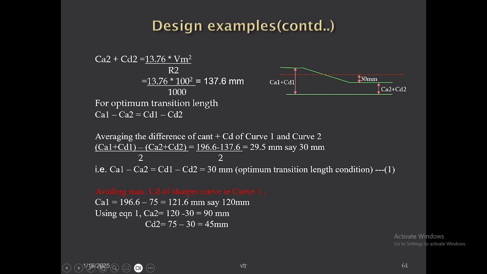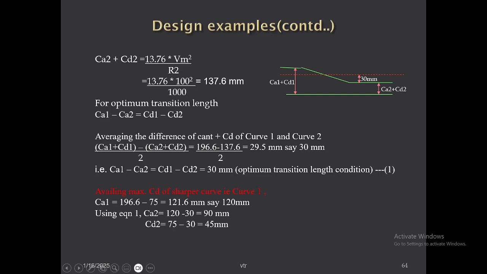So CA1, the cant actual of curve number 1, is equal to 196.6, that is the equilibrium cant of curve number 1, minus 75 mm, that is cant deficiency, equal to 121.6, say 120 mm. So we are calculating 120 mm, that will be the cant actual of the first curve. This 196 is the equilibrium cant of the first curve. So availing the cant deficiency of 75 mm here, we are fixing the cant actual of 120 mm.